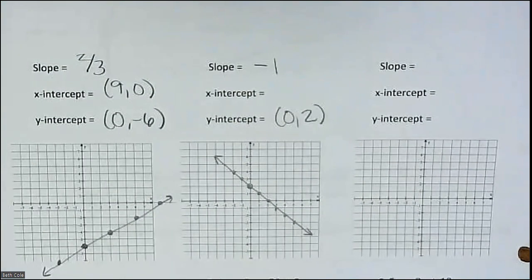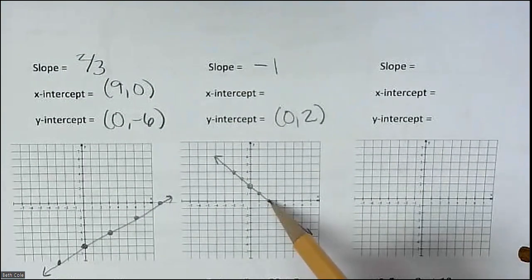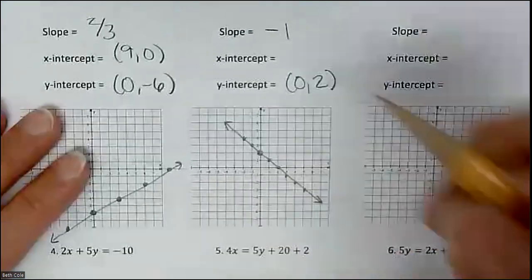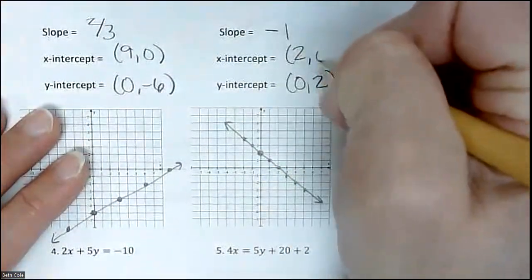All right, so then we just have to get the x-intercept. Can you guys look? It's right here. Do you guys see that? Good. And it would be (2, 0).